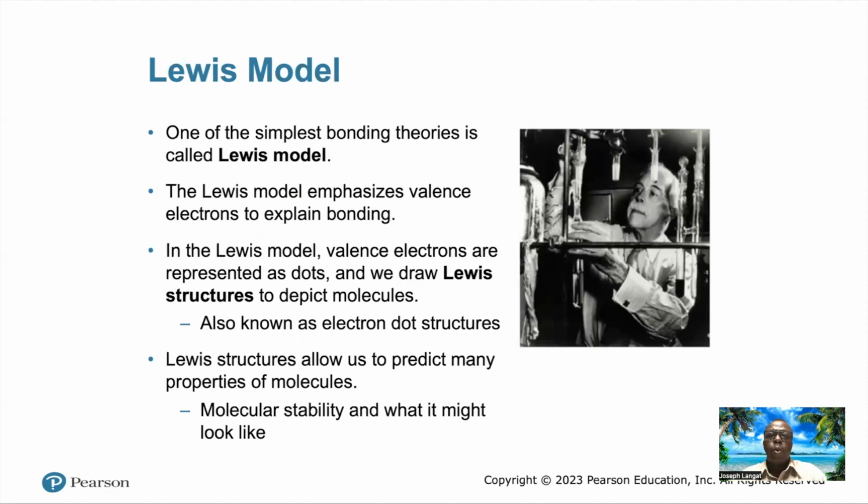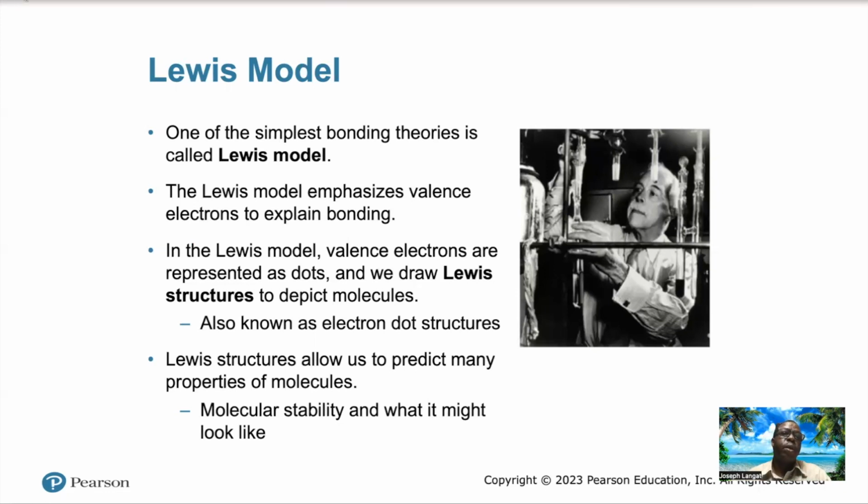In this chapter, we will look at the Lewis model. Lewis, you see here, was an American chemist. We have discussed his name before. Lewis was the first scientist to propose that when atoms come together to form compounds, they make use of their valence electrons. Lewis emphasized valence electrons, and valence electrons are electrons in the outermost shell.